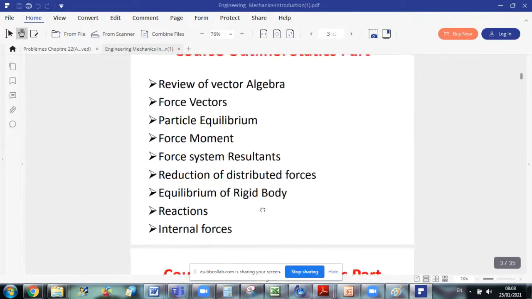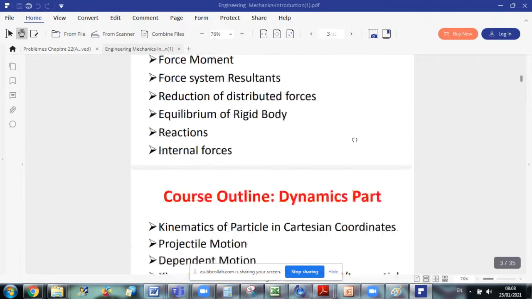And finally, in the statics part, you will learn how to determine reactions of supports and how to calculate internal forces of structures. So this is, in summary, the different topics we will consider in statics.